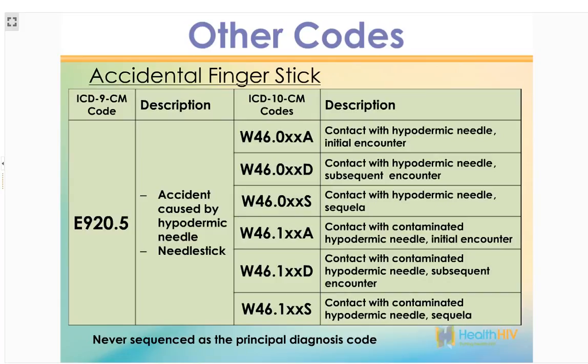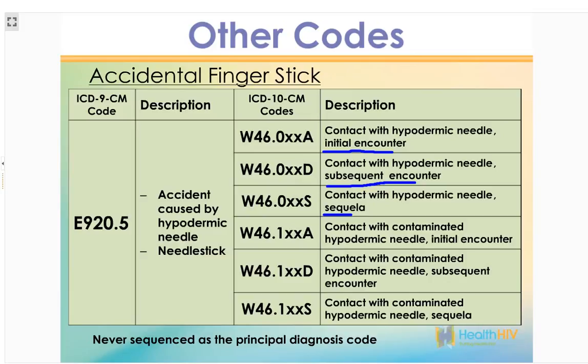and we spoke about the 7th character, ADS, which designates that A is the initial encounter, D is the subsequent encounter, and S is the sequela. The A just means that the patient is being treated and the condition is in its active phase. So as long as the patient is coming in for treatment during the active phase, you would select the code that ends with the letter A.